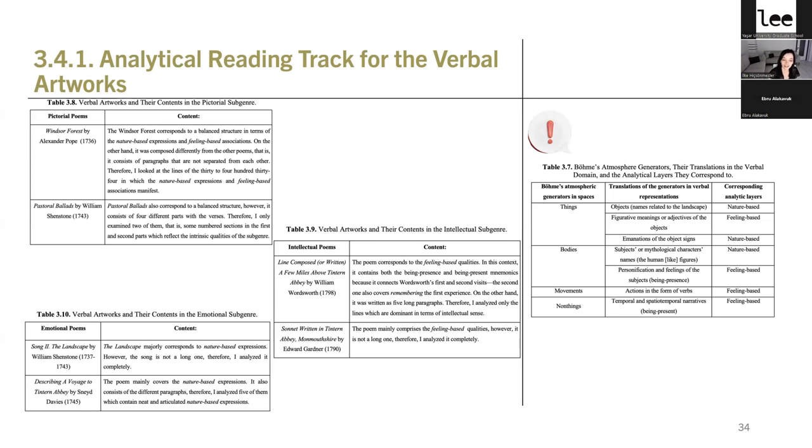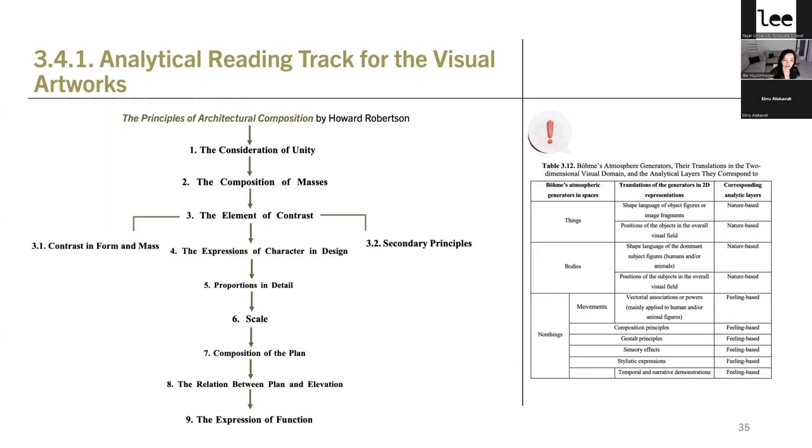For the nature-based layer, therefore, I can say that I examined the objects and emanations of those objects and subjects or myths. And these are the cases that I've chosen for the proposed subgenres. These are mainly the poems from the 18th century. However, we may also apply Gernot Böhme's atmosphere generators to the visual artworks.